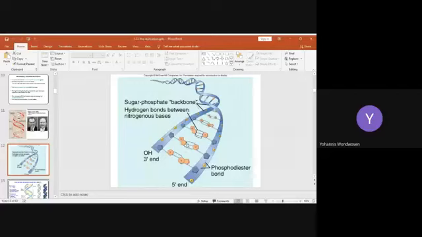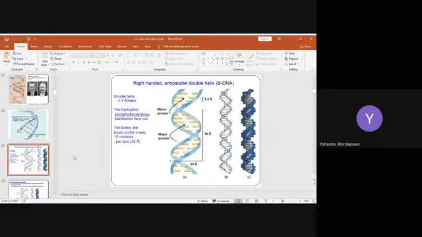So the sugar phosphate backbone and the hydrogen bonding are the two main stabilization factors. However, there are additional stabilization factors of the DNA double helix structure, for example hydrophobic interactions between the different molecules, and then there are electrostatic interactions. All of those have their own influence on the strong stability of the DNA.